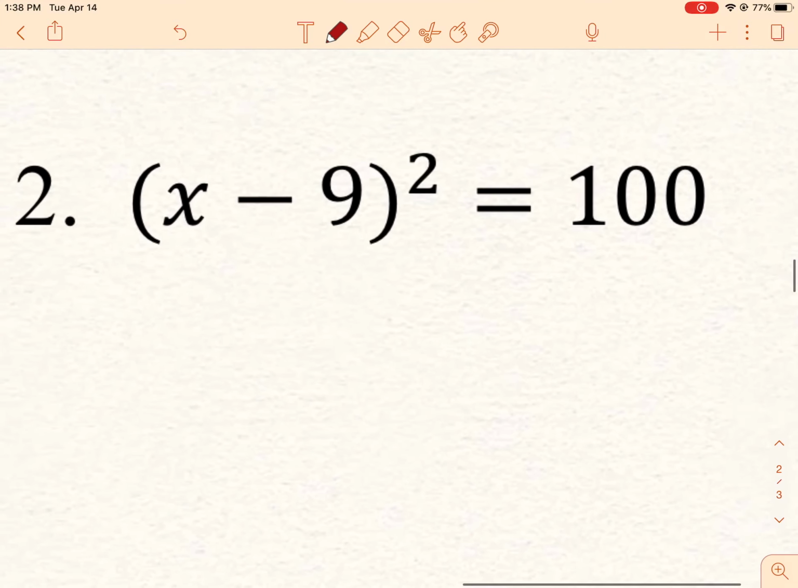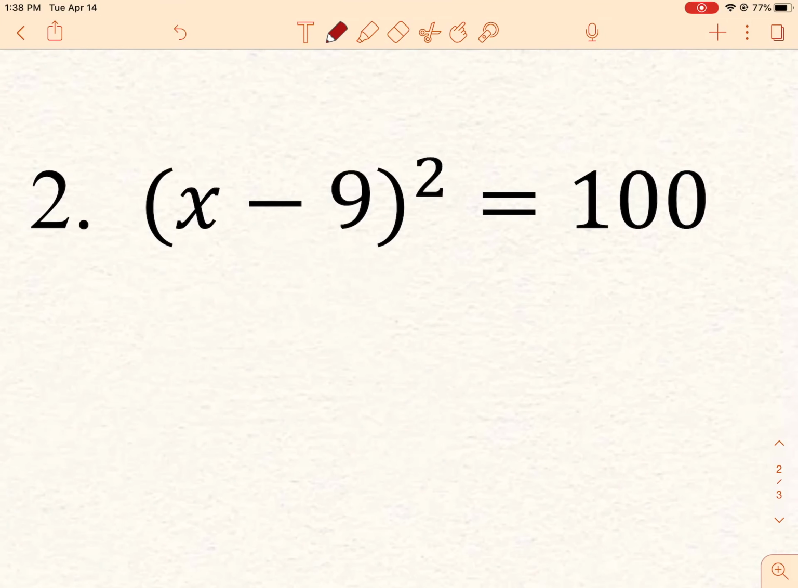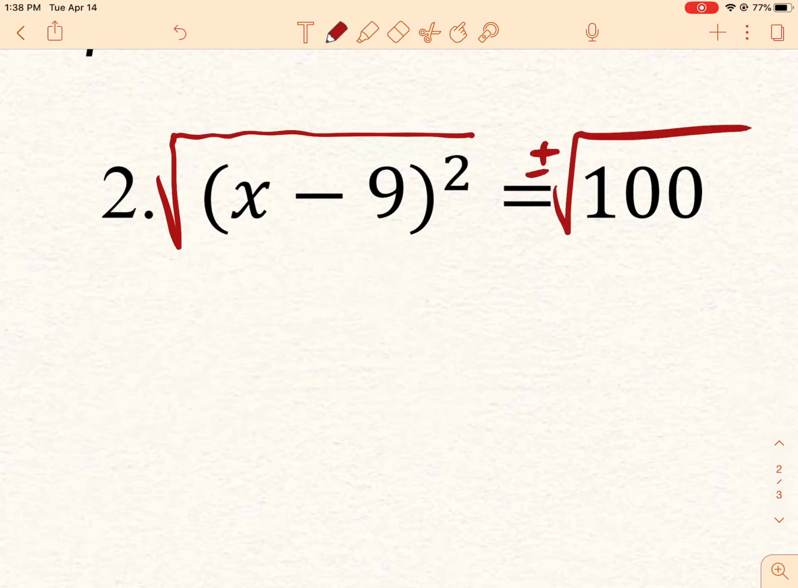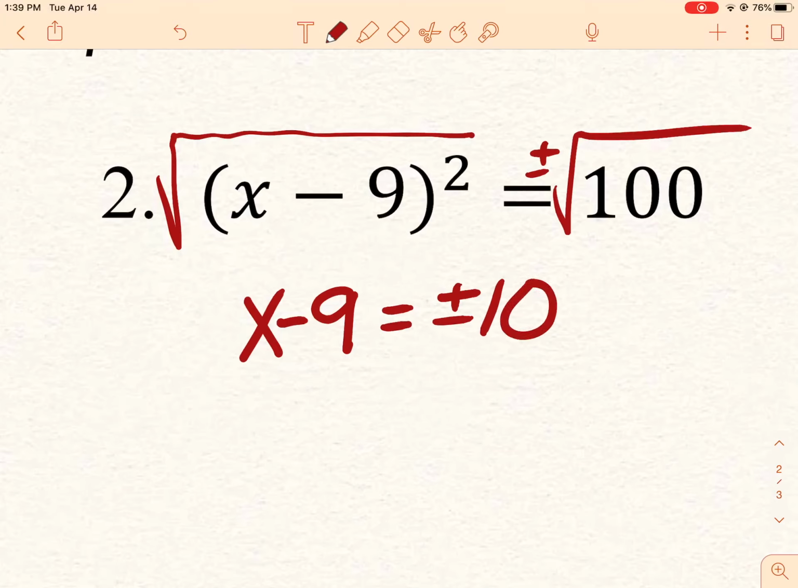If we look at the next one, I don't want to add that 9 because it's lumped in parentheses. The whole thing is being squared. So on this one, you have to square root right away. And we're getting a plus and a minus. The square root of something squared just leaves you with what you had, and that was that x minus 9. The square root of 100 is 10, so you're getting plus or minus 10.